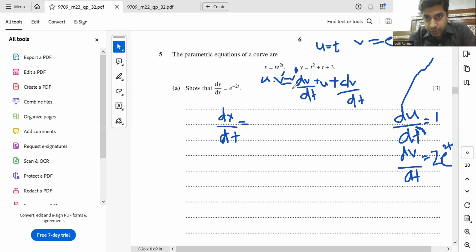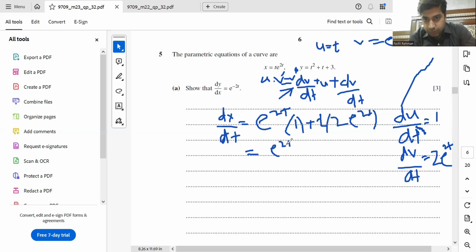So now we have all the terms, we will just put them into this equation. We have v, which is exponent 2t, times du by dt, which is 1, plus u, which is t, times dv by dt, which is 2 exponent 2t. If we take exponent 2t common, we will have exponent 2t times 1 plus 2t. So this is our equation, let's say A.